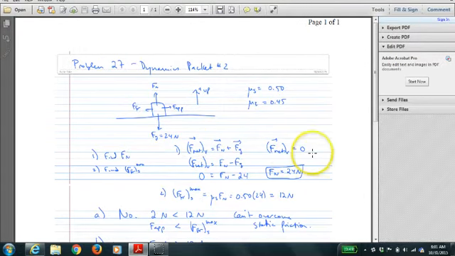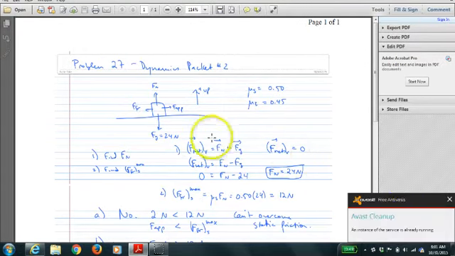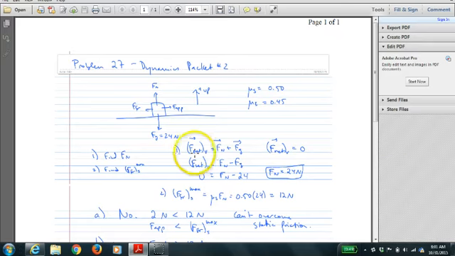Fnet v equals 0 because it's not moving vertically. Fnet v is also equal to Fn plus Fg. That's the vector sum. You apply the reference frame. I said up was positive, so it's Fn minus Fg. Plug in your numbers, and as you probably would suspect, the normal force is 24 newtons.